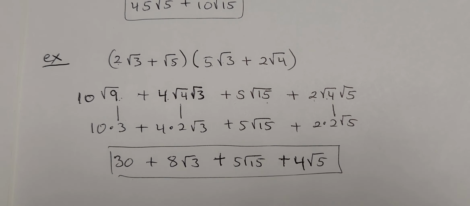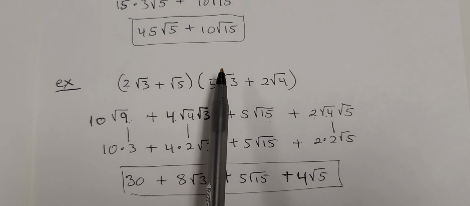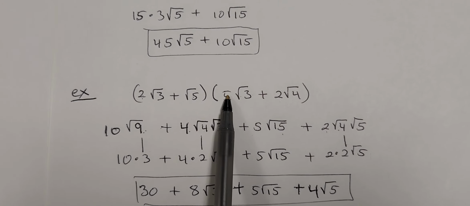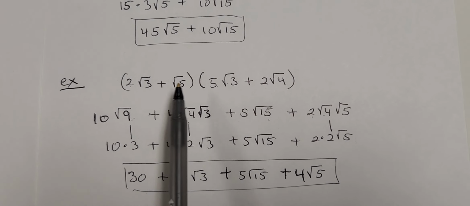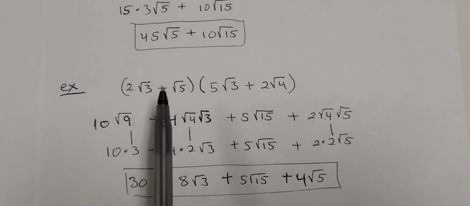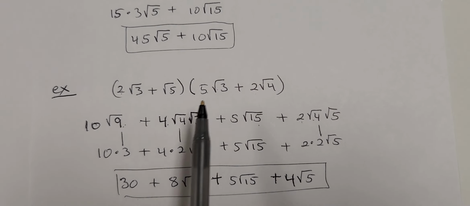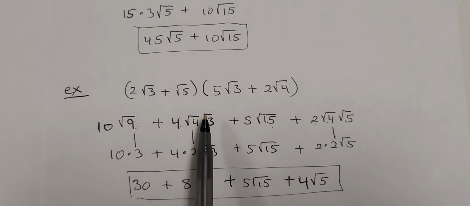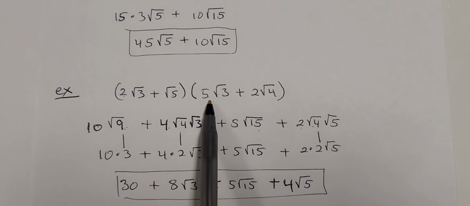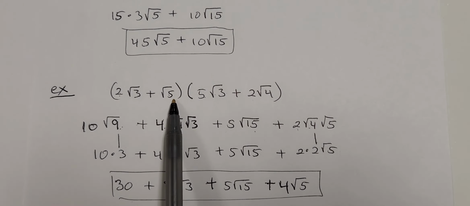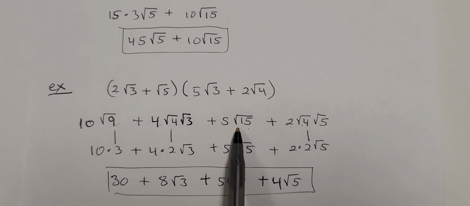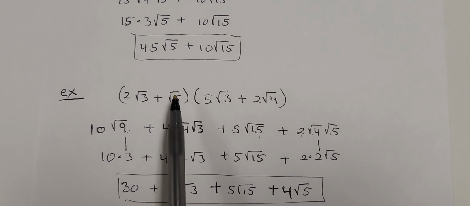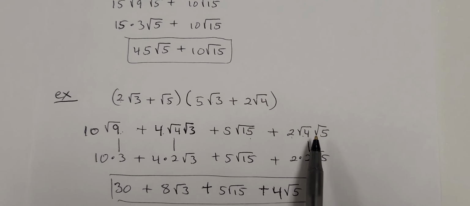One more time, when you multiply this times this, it gives me this over here. So one more time, 2 times 5 gives me 10. 3 times 3, square root 9. 2 times 2 gives me 4. Square root 3, square root 4 is right here. 1 times 5 gives me this 5. Square root 5 times square root 3 gives me square root 15. Okay. 1 times 2 gives me 2. Square root 5 times square root 4 gives me this over here.